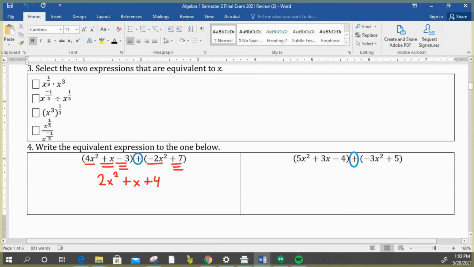That's it. Next example, 5x squared plus negative 3x squared is going to give me a 2x squared. The 3x doesn't have anybody common with it, so we're just going to rewrite it. Negative 4 and a positive 5 make a positive 1.